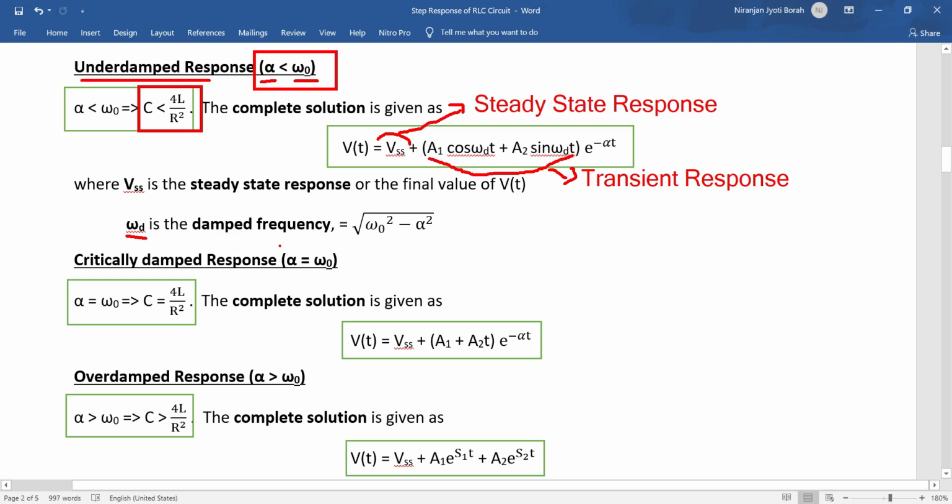Likewise, when alpha is equal to omega naught, the response is critically damped, and when alpha is greater than omega naught, the response is overdamped. The corresponding equation for the complete response is as shown. Now, to find the values of these constants A1 and A2, we will take the help of the initial conditions for the circuit variables and their derivatives.